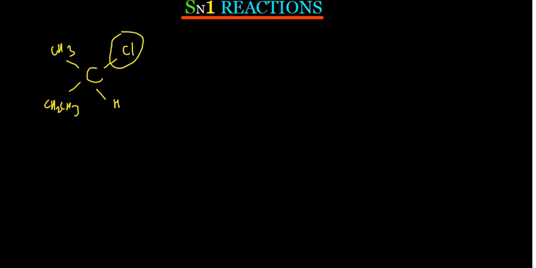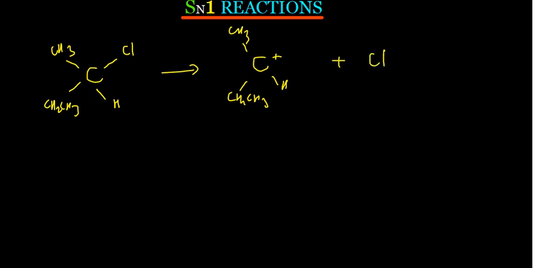So first the chlorine is going to break, and so what we are going to have is CH3, CH2, CH3, and then we have a hydrogen. This has a positive charge. We have a carbocation, and then we have a chlorine. We don't want these two, because they have opposite charges, to come and react.